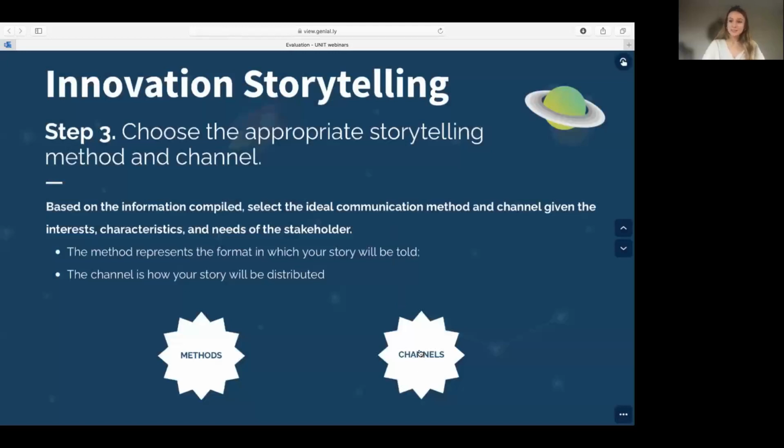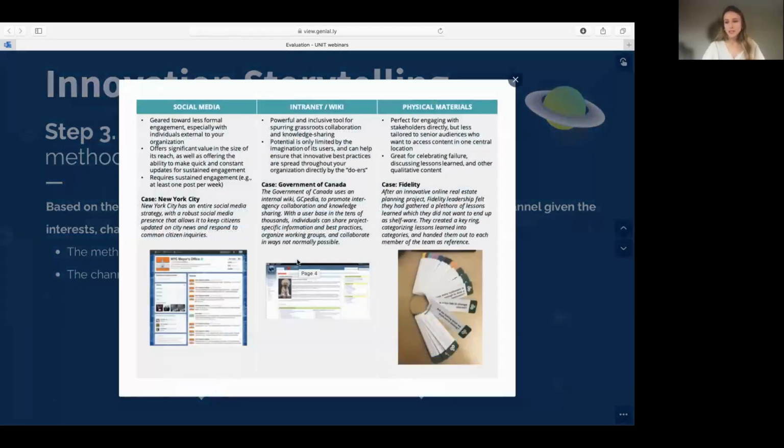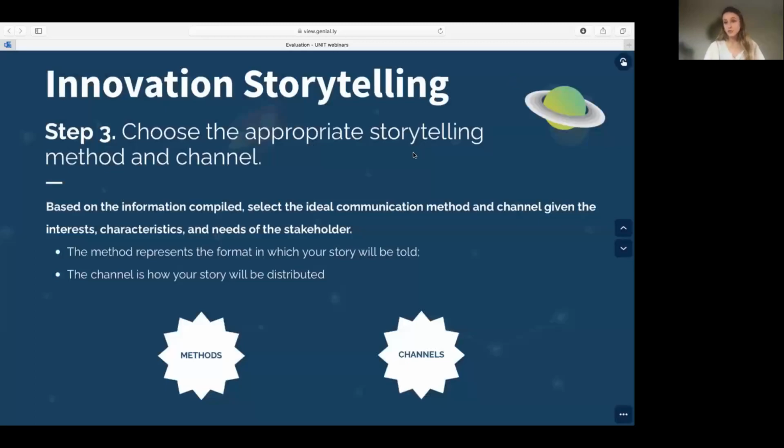And then the channels. There are many channels, as you may know, and these are some of them. For instance, social media may have some high buy-in for specific audiences. However, for others, intranet or wiki may be better. And in some cases, physical materials are really engaging. Therefore, these are just three different types that you can select. But of course, if you are performing a presentation, the channel will be different.